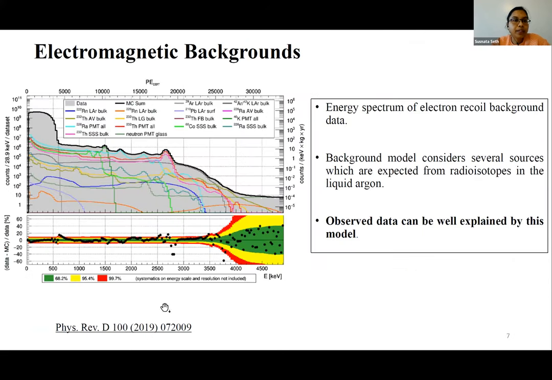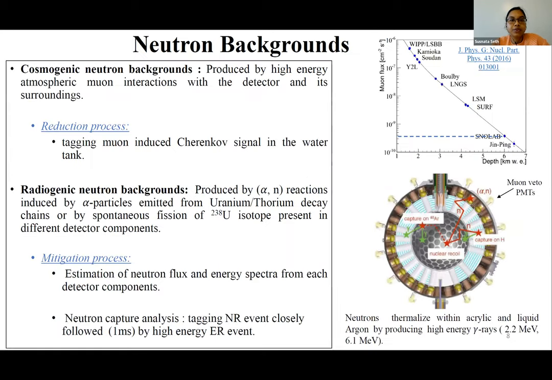In the slide, I have shown the electromagnetic background data we observed from our detector. So the gray region is from the data, but these colored areas are the Monte Carlo simulations for various sources. And this black line corresponds to the sum of all sources. So we can say that there is very good agreement between the background model we have and the data we observed. Now I'll be talking about the neutron background.